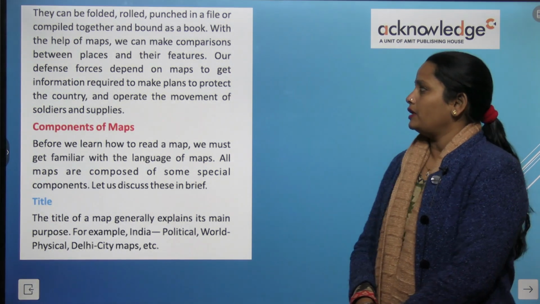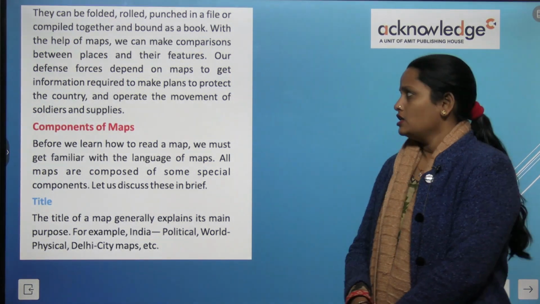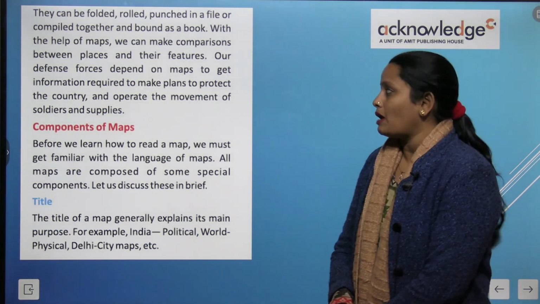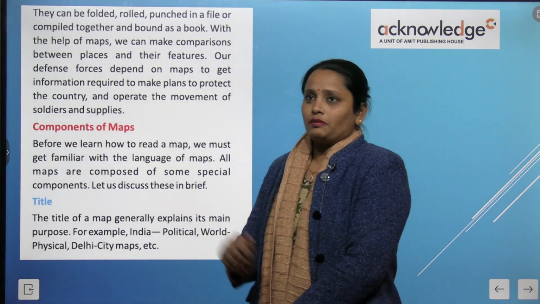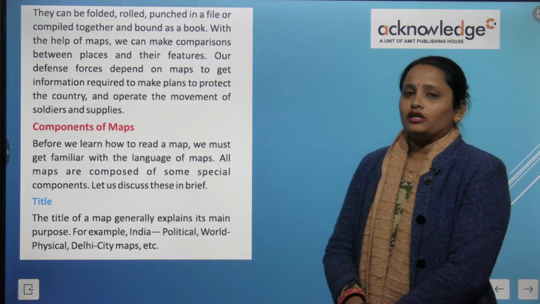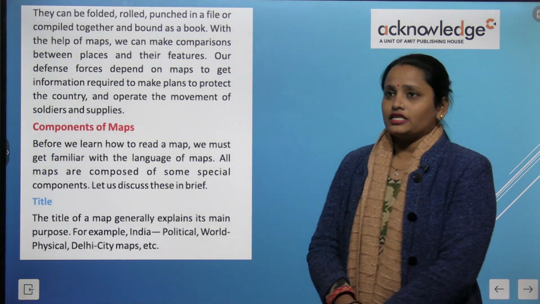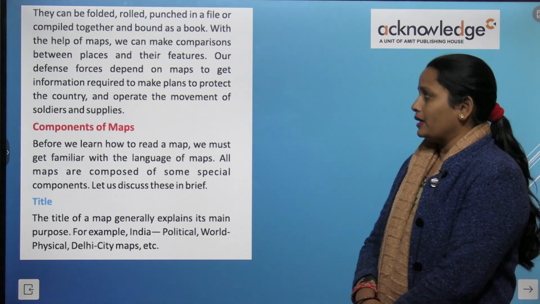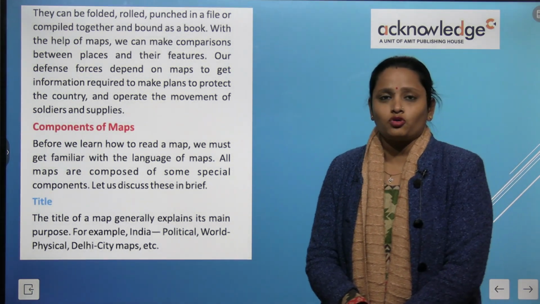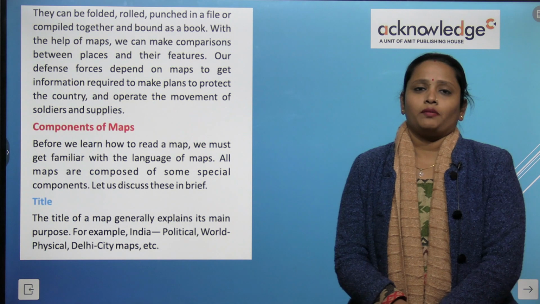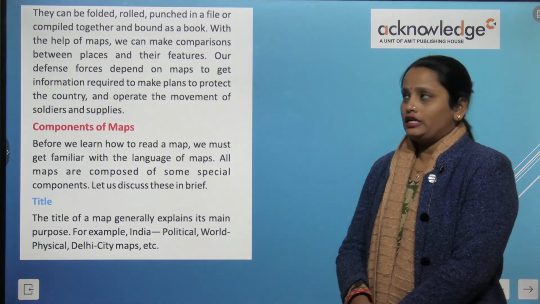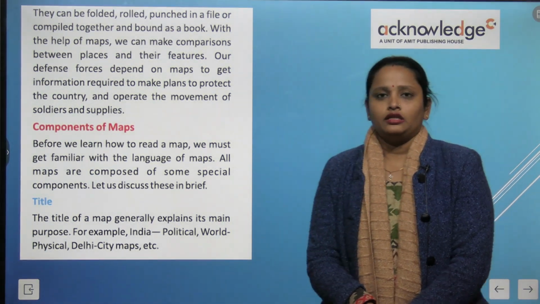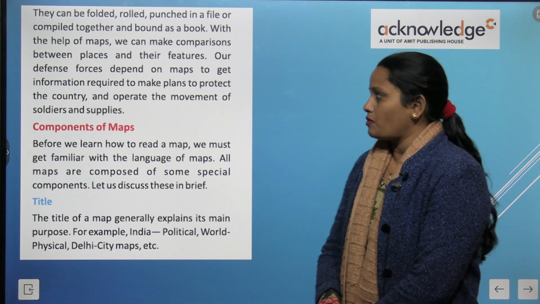Our defense forces depend on maps to get information required to make plans to protect the country and operate the movement of the soldiers and supplies. So हमारा जो डिफेंस सिस्टम है वो भी मैप पे डिपेंडेंट है. उसे भी अगर प्लान्स बनाने हैं, कैसे अपनी कंट्री को प्रोटेक्ट करना है या कैसे अपने जो सोल्जर्स हैं उनके मूवमेंट को ऑपरेट करना है या कैसे सप्लाईज पहुंचानी हैं, ये सारी चीजें अगर उनके पास मैप रहेगा तो ही वो easily कर पाएंगे. Now these were the advantages of maps.